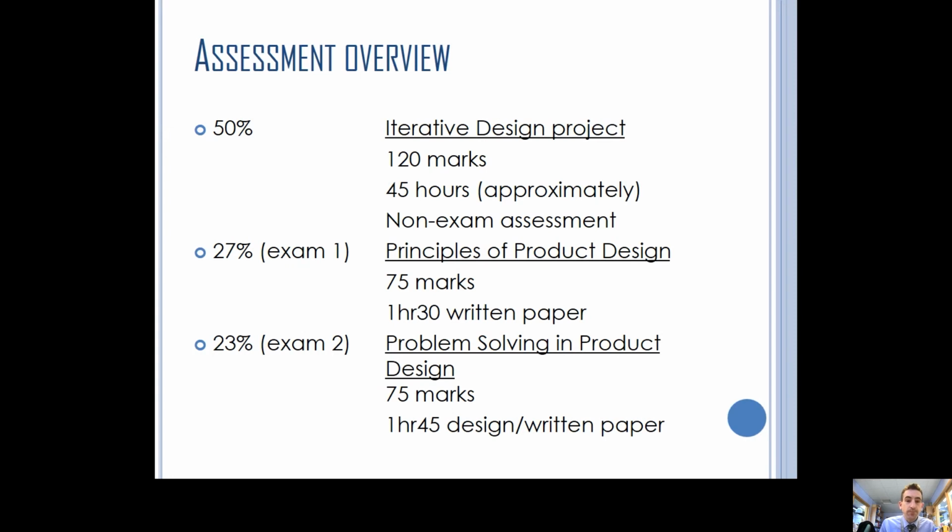So how do we assess it? Well, there are three assessed components. The first of which is called the Iterative Design Project, which accounts for 120 marks, 45 hours is the guide, and that's the non-examined assessment, the NEA, and that's the part that effectively is a coursework project. There are also two exams. So exam 1, 27%, is called Principles of Product Design. That's a 1 hour 30 paper. And then exam 2 is called Problem Solving in Product Design, and that's a 1 hour 45 written paper. So there's two externally examined components.